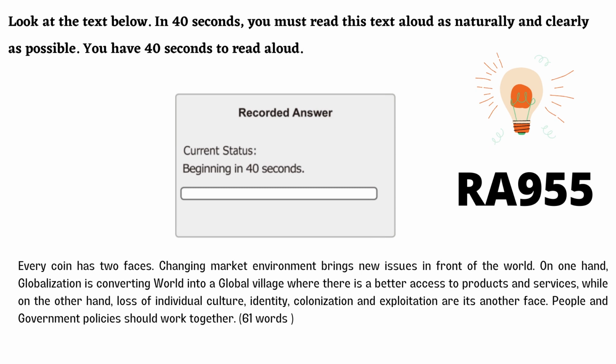Every coin has two faces. Changing market environment brings new issues in front of the world. On one hand, globalization is converting the world into a global village where there is better access to products and services, while on the other hand, loss of individual culture, identity, colonization and exploitation are its other face. People and government policies should work together.